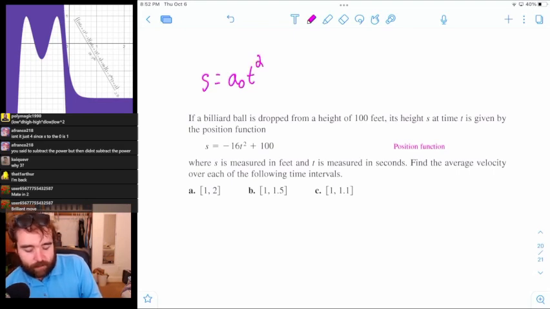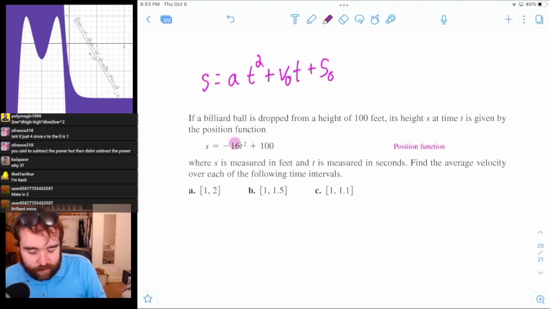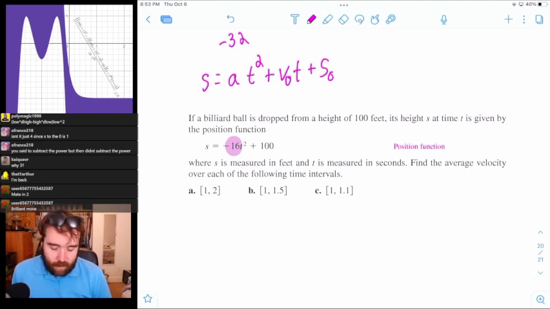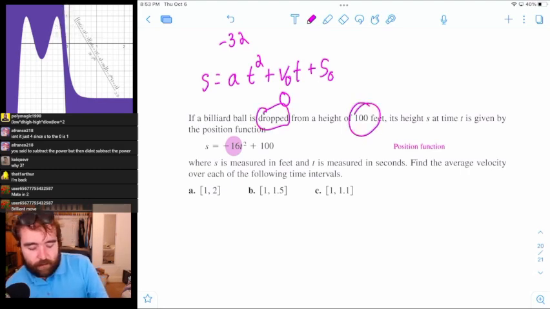You got your acceleration times t squared. I guess that's not a naught because the acceleration is constant. So a, your acceleration times t squared plus your initial velocity times t plus your initial position. And see how we got our acceleration due to gravity, because the acceleration due to gravity is like negative 32 feet per second-ish. And your initial velocity is 0 because it's just dropped, and from a height of 100 feet. So that's why this is plus 100.